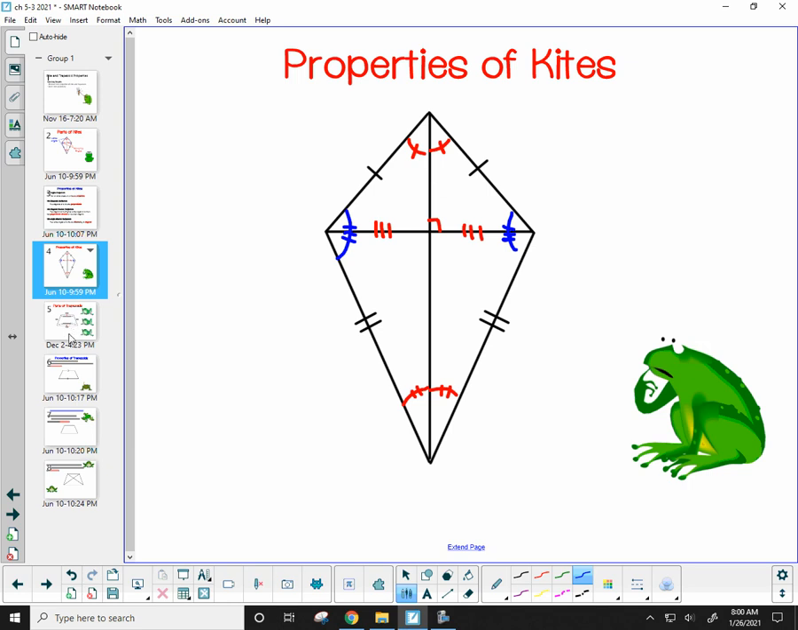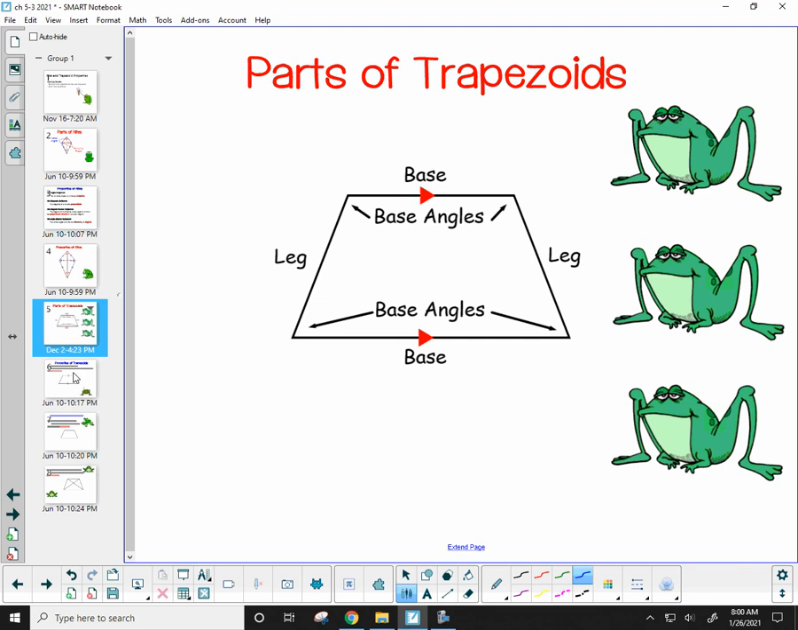All right, the next shape we're going to talk about are trapezoids. So again, a review, a trapezoid is a quadrilateral with exactly one set of parallel sides. Okay, so exactly one pair of parallel sides. Those parallel sides are called the bases. Okay, so we actually have two bases. And along the bases, we have what are called base angles. So we actually have two sets of base angles, one up here and one down here. The non-parallel sides are called the legs.